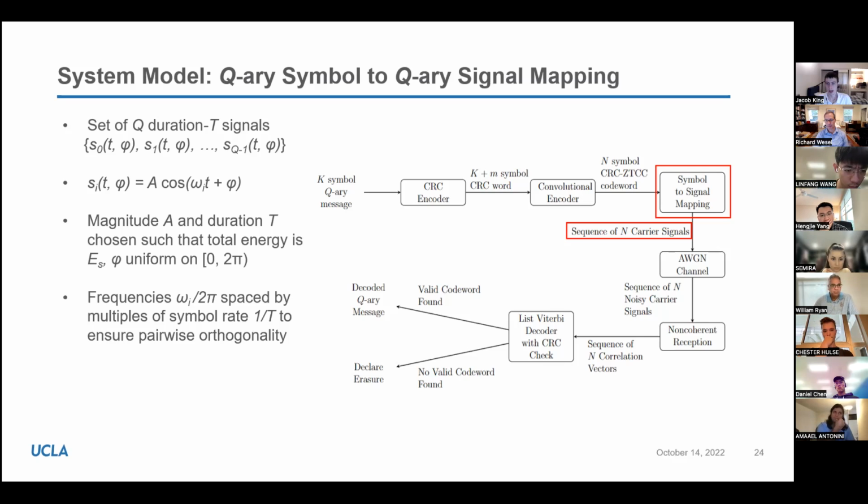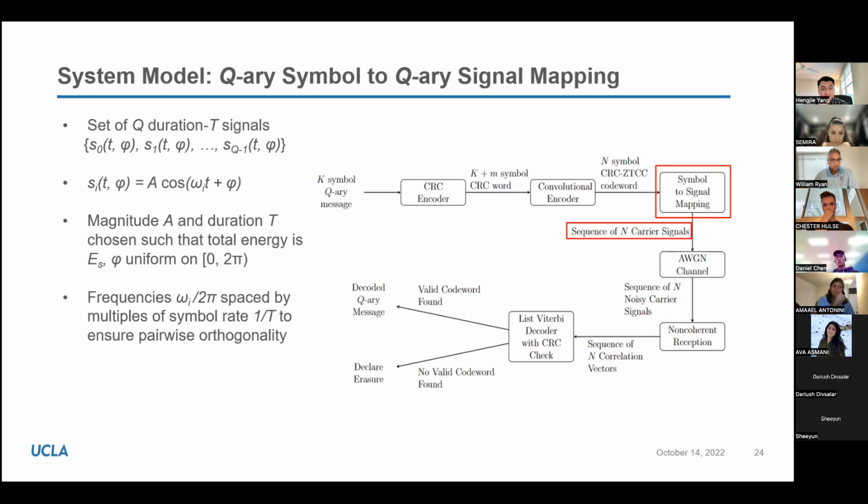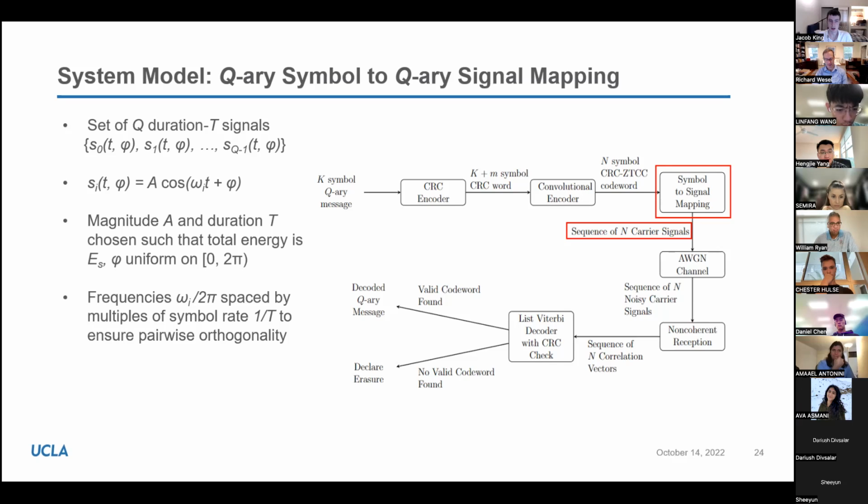To ensure pairwise orthogonality between each signal in the signal set, we separate each frequency by multiples of the symbol rate 1 over T. We map each CRC-ZTCC code word symbol directly to its corresponding frequency. That is, if the ith symbol of the code word is k, then the ith signal transmit is S sub k. This maps all n symbols of the code word to a sequence of n signals.